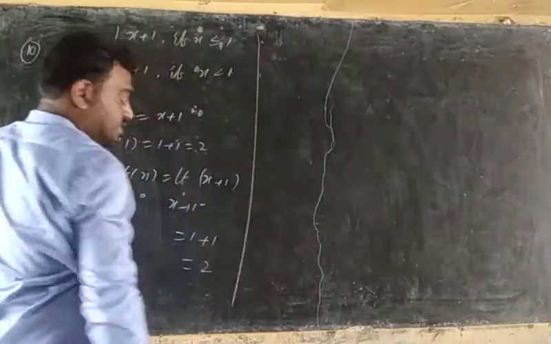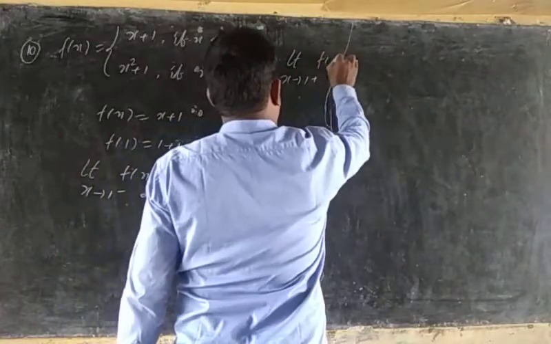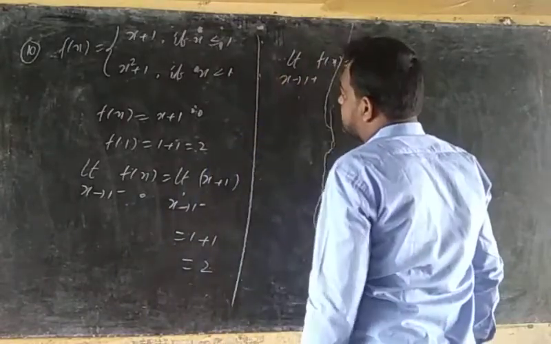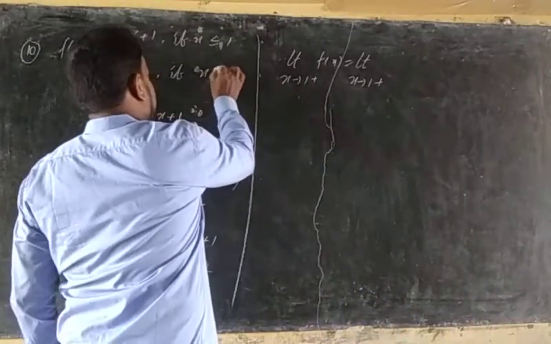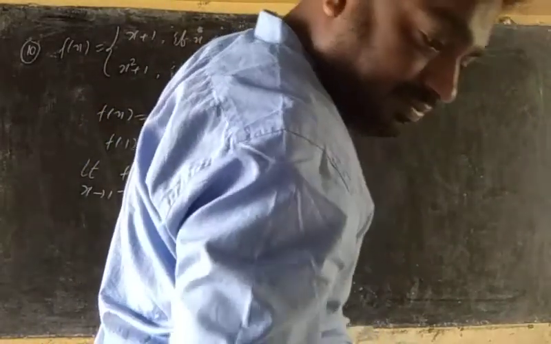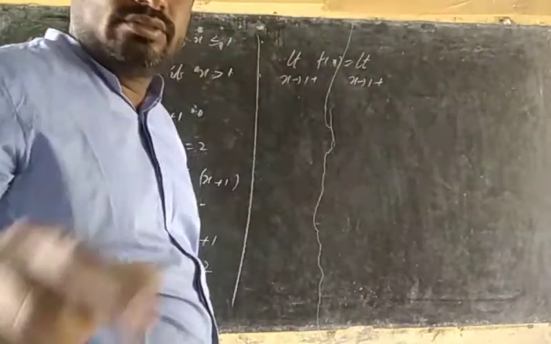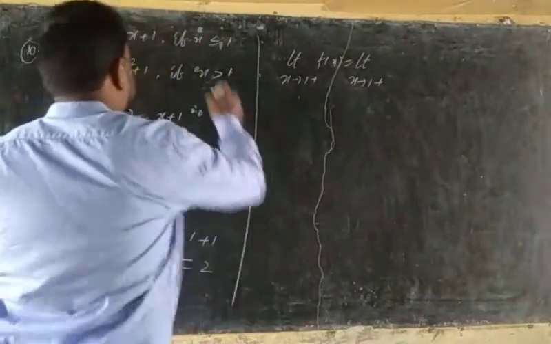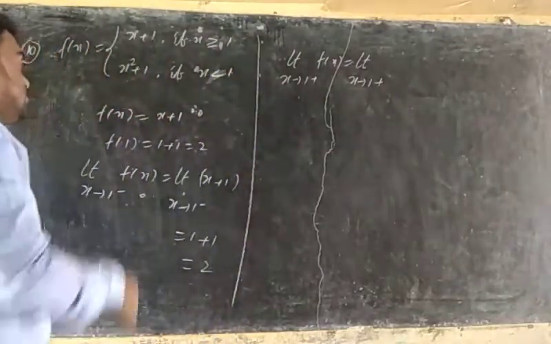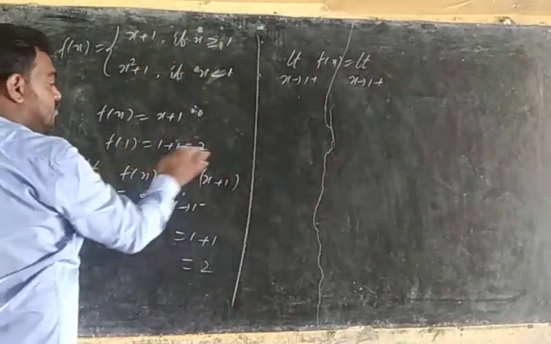Next, we are checking the limit at the right side. Limit as x tends to 1 plus of f(x). x tends to 1 plus means x is greater than 1. Sorry, there is a change in the definition, let me correct it. f(x) is x + 1 at x = 1, so f(1) is 2 only.